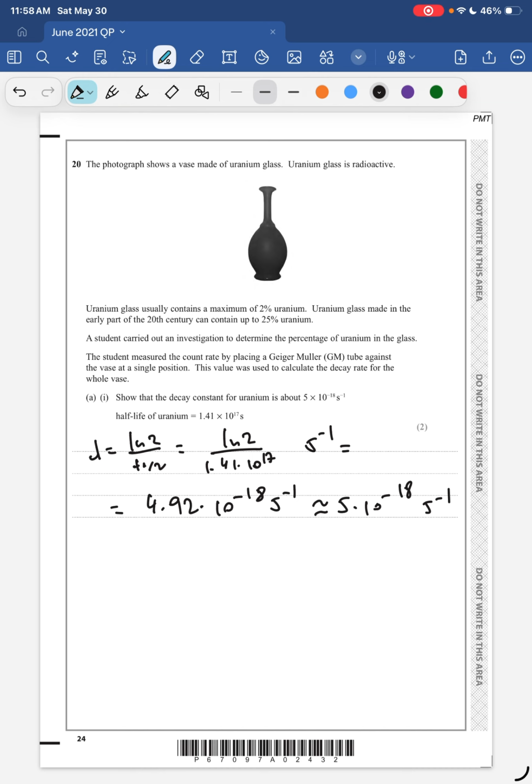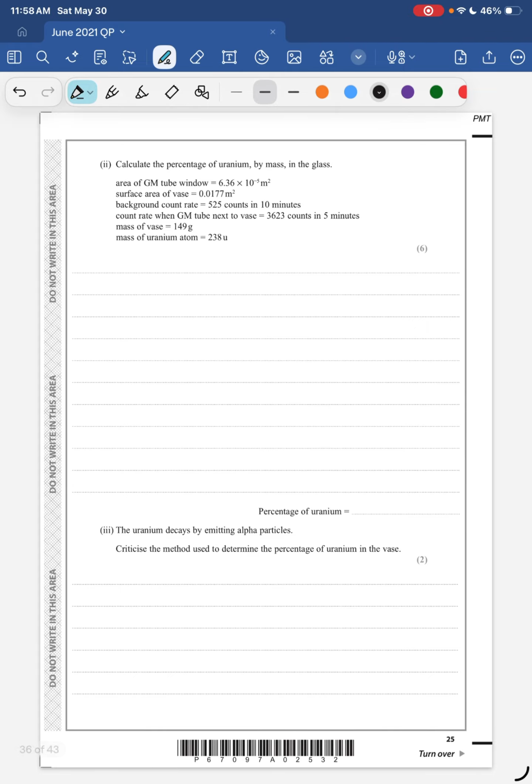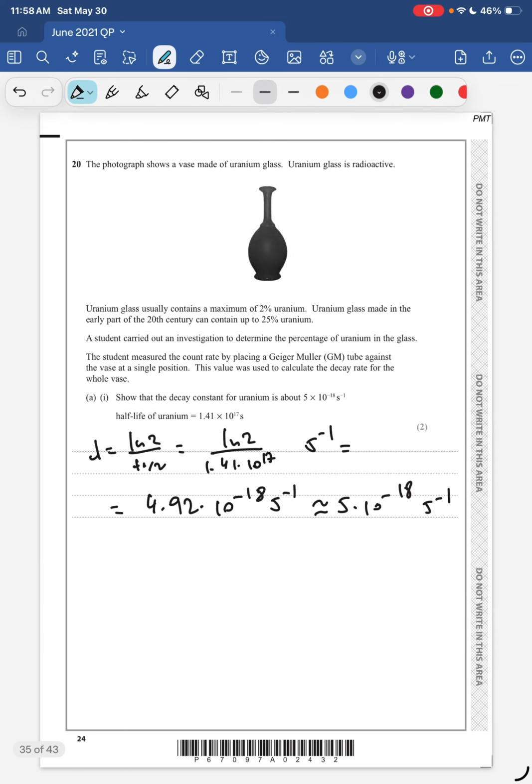as asked. Moving on. Part 2, calculate the percentage of uranium by mass in the glass. This was a highly involved problem, so I think it was hard, but let's go over it step by step. So they give us the area of the GM tube window, the surface area of the whole vase, the background count rate, the count rate when the GM tube is next to the vase, the mass of the vase, and the mass of uranium atoms. So why do we need all these? You will see. So let's go back to the vase.